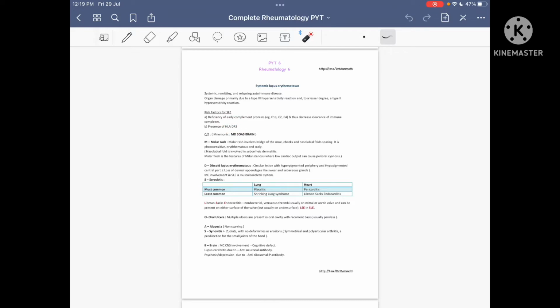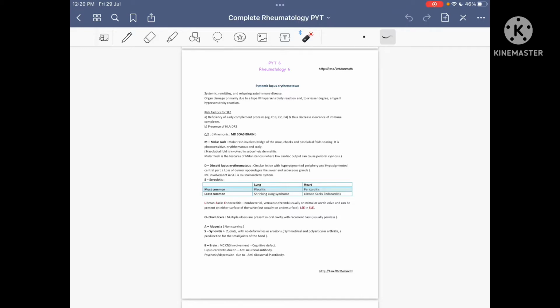The clinical feature mnemonic is MD SWASH BRAIN. M stands for malar rash, which is photosensitive, erythematous and scaly. It also spares the nasolabial fold. D stands for discoid lupus erythematosus.